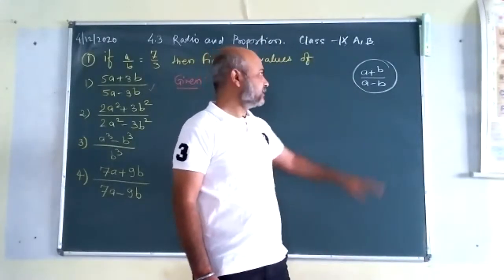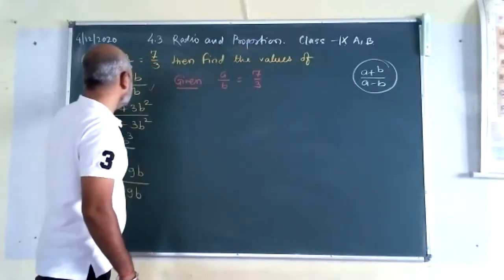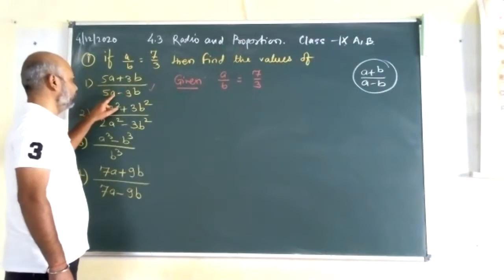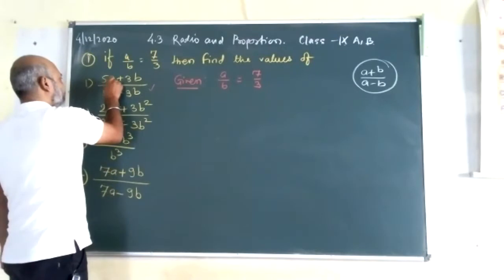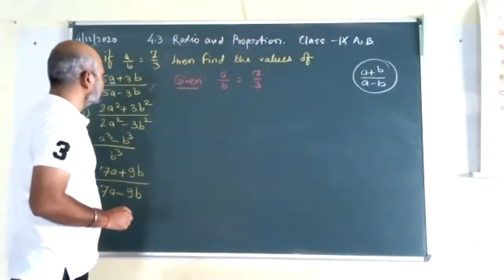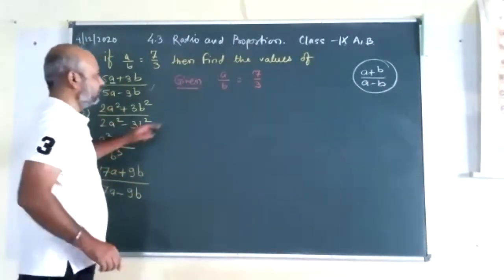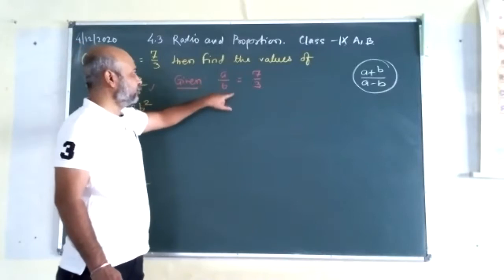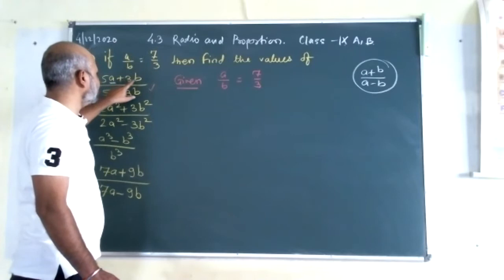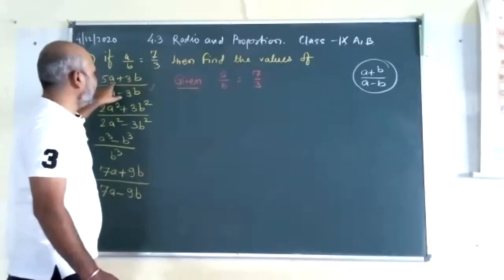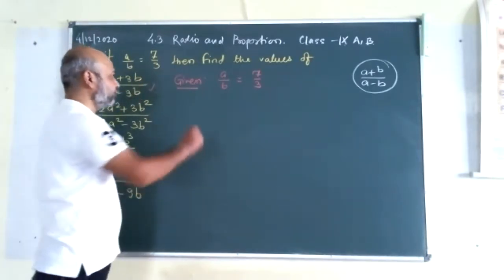Componendo dividendo. Yes, componendo and dividendo is there. And similarly, we have to find the value of 5A plus 3B upon 5A minus 3B. Now, students, what is the coefficient of A here? 5. And what is the coefficient of B? 3.